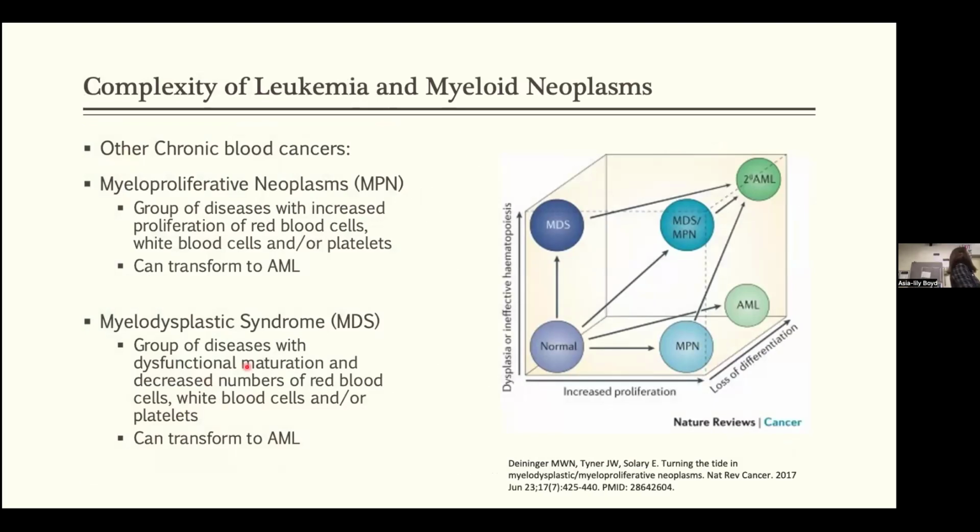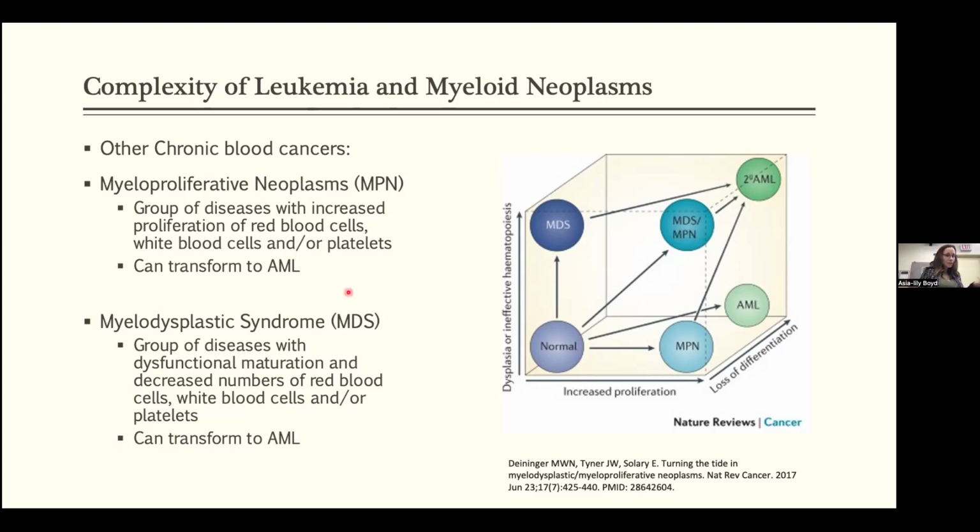There are also other types of chronic blood cancers. So there are myeloproliferative neoplasms, a group of diseases that have an increase in proliferation of a specific cell type, or potentially multiple cell types, depending on the clinical phenotype of that individual. In essence, in this cube diagram along the left, you can see that MPN results from that increase in proliferation. And with the loss of differentiation of those cells, it can also evolve into a secondary AML, or an acute myeloid leukemia.